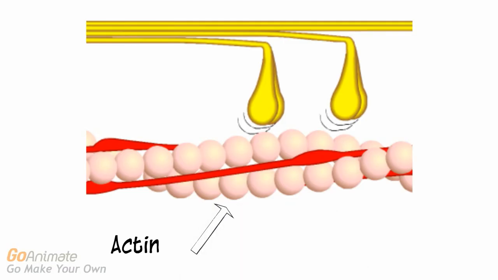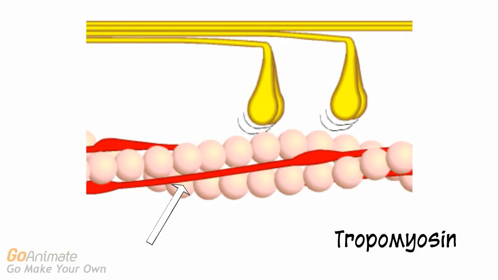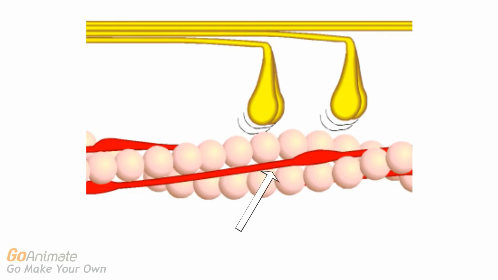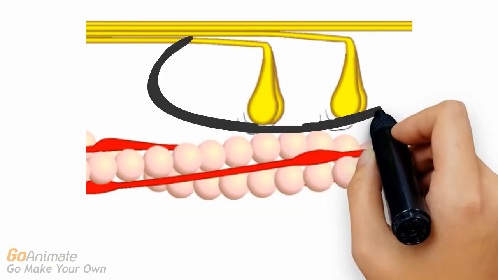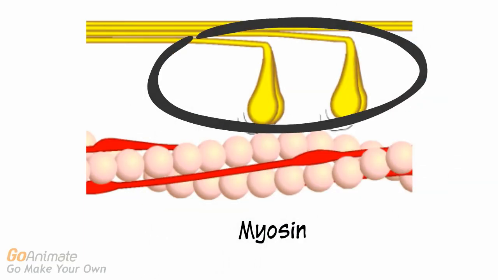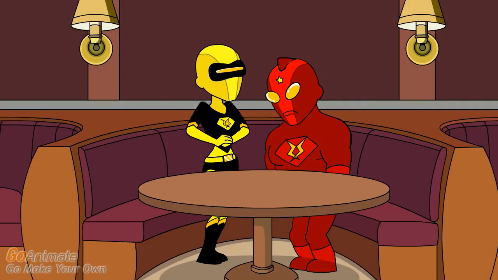Actin, also known as the thin filament, is a double helix protein. Actin has another double helix protein called the troponin-tropomyosin complex wrapped around it. Here is the tropomyosin. And here is the troponin. Myosin, also known as the thick filament, is close to actin. Remember, the goal is to get actin and myosin together, but they need a little help.